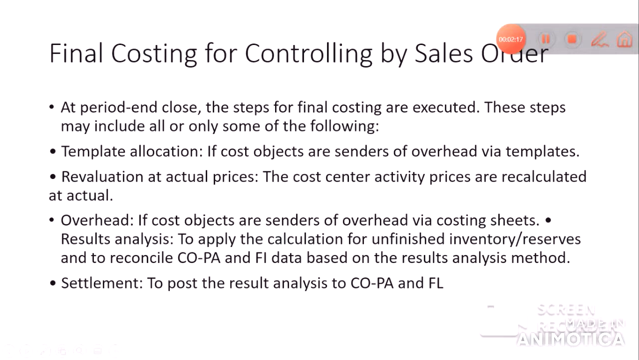Final costing for controlling by sales order. At period end close, the steps for final costing are executed. These steps may include all or only some of the following: template allocation, if cost objects are senders of overhead via templates; revaluation at actual prices, where the cost center activity prices are recalculated at actual overhead, if cost objects are senders of overhead via costing sheets; results analysis, to apply the calculation for unfinished inventory or reserves and to reconcile COPA and FI data based on the results analysis method; and settlement, to post the result analysis to COPA and FI.